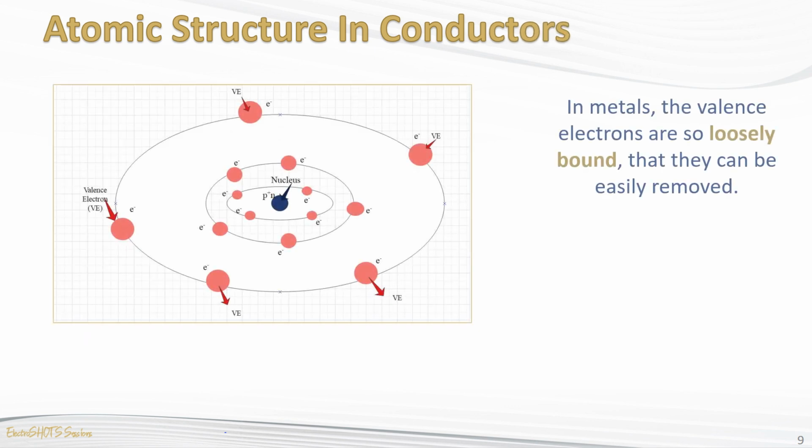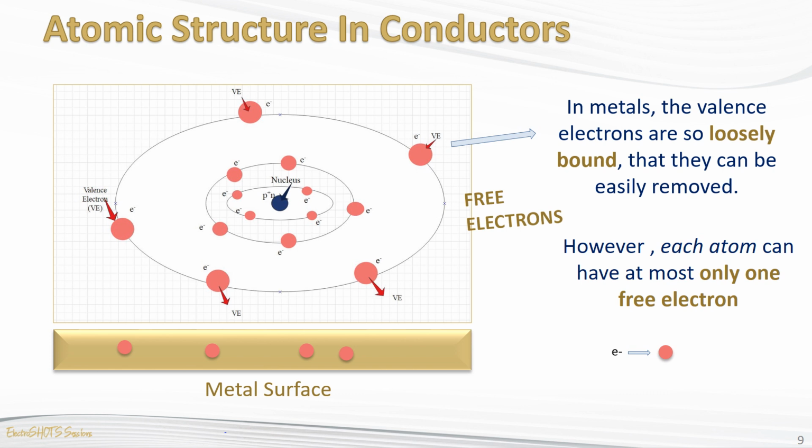Now all metals are good conductors of electricity. Coming to the atomic structure of metals, the valence electrons are so loosely bound that they can be easily removed from their atom. Such electrons are known as free electrons. However, each atom can have at most only one free electron.